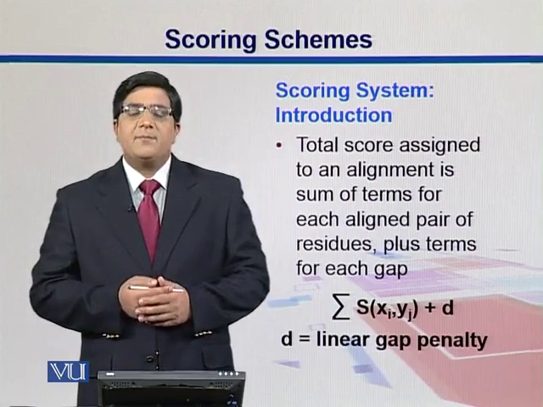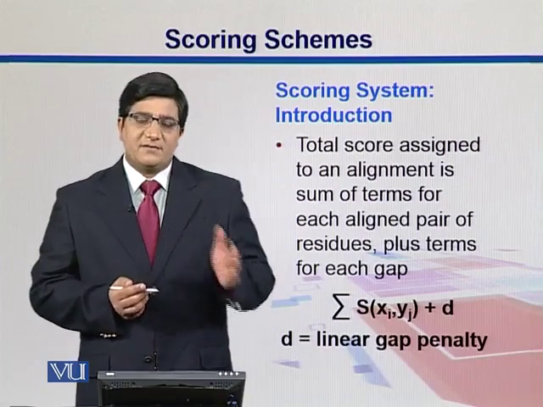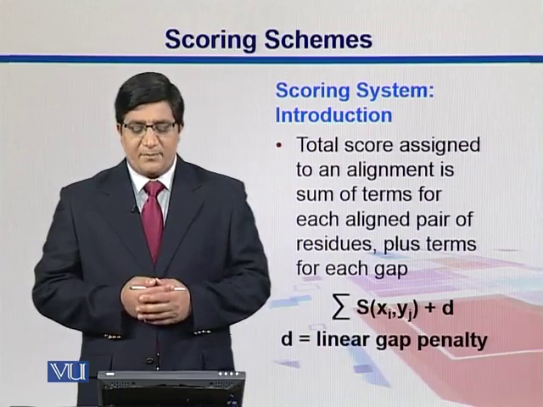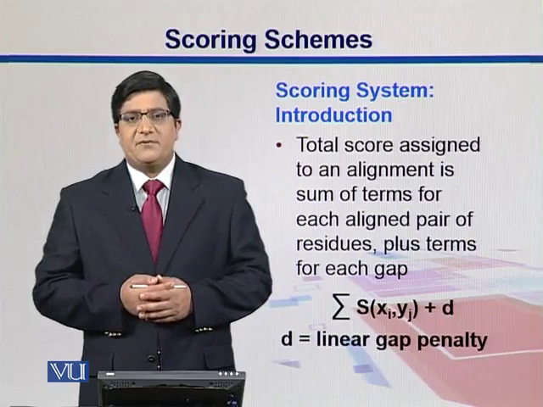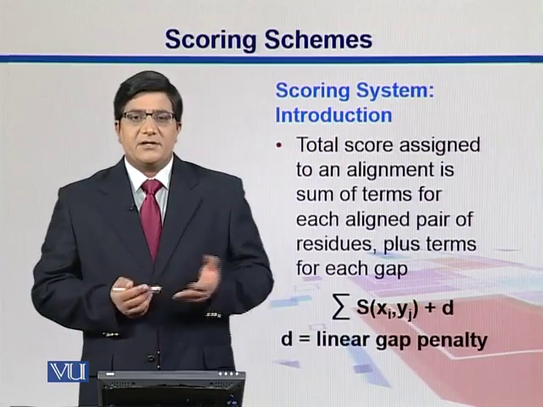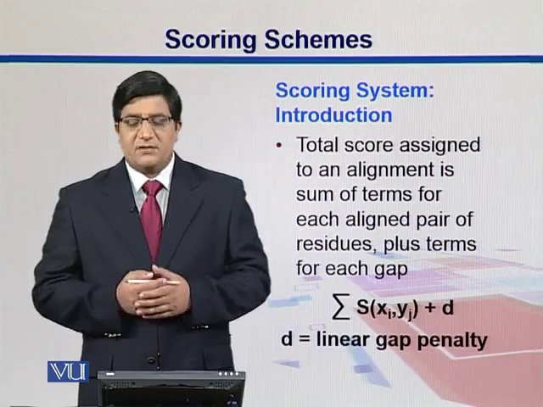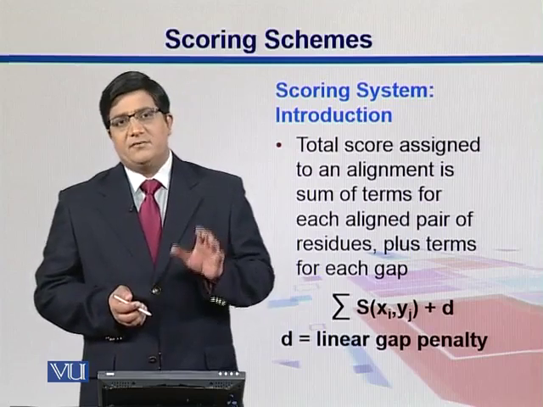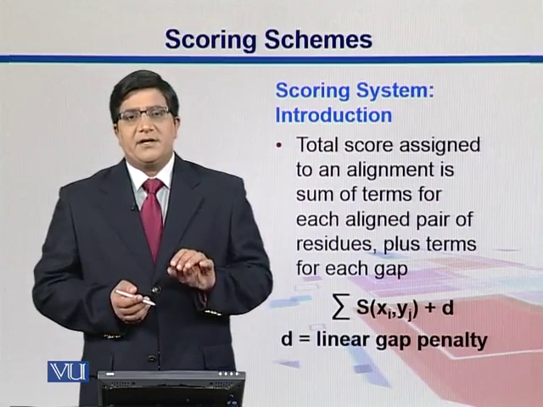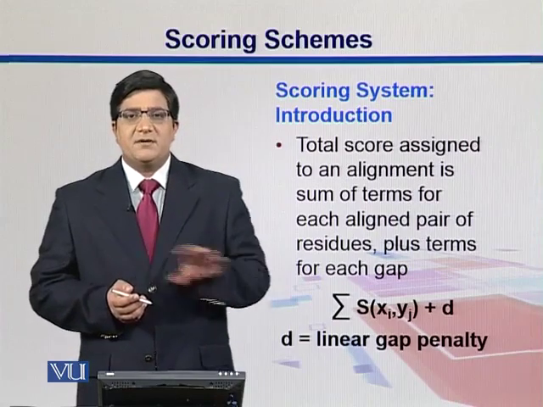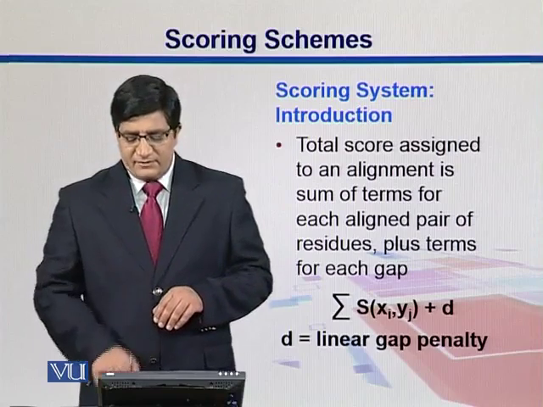If we have a gap penalty that stays constant, we call it a linear gap penalty. We have another type of gap penalty which we call affine. We'll talk about that in a later section, but for now you should remember that for every gap we will penalize in the same way, with the same penalty. Like if it is -2, it stays the same throughout. This kind of penalty is called a linear gap penalty.